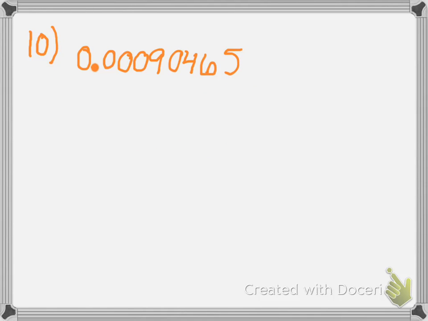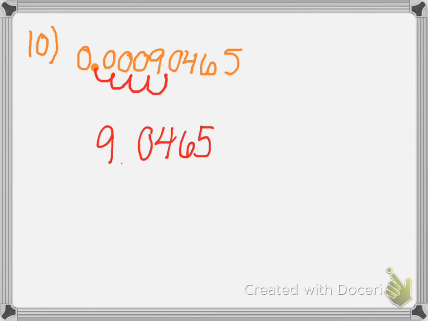You're going to move your decimal until you find a number between 1 and 10. So you're going to stop right there. You have 9.0465 times 10. You moved it 4 times, and then this time it's negative because your original was a decimal.